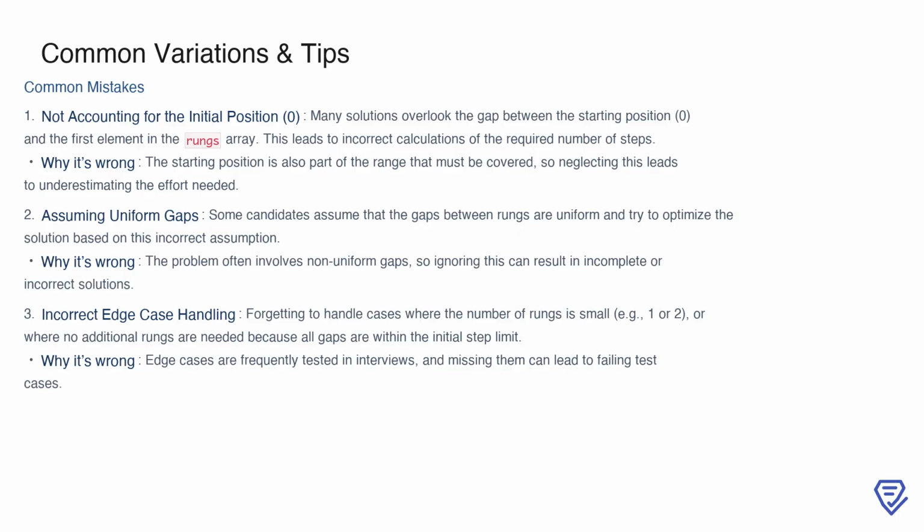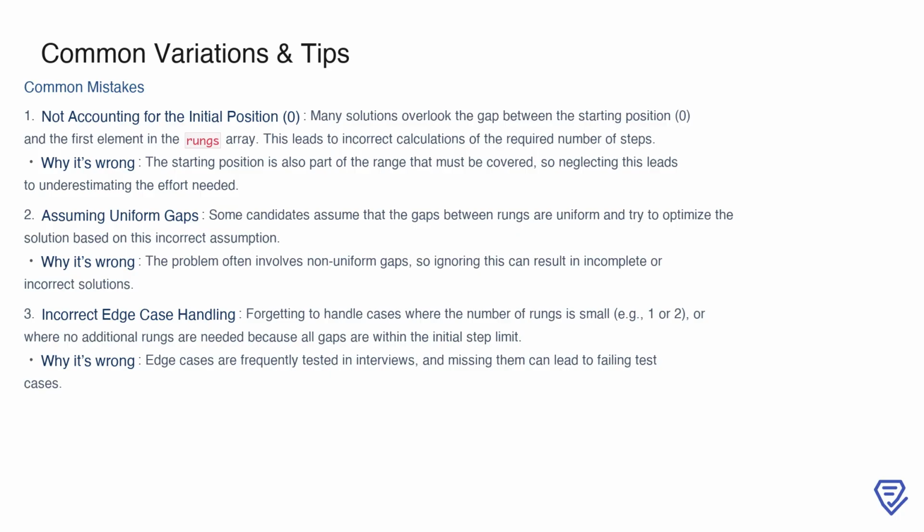When solving this problem, there are a few common mistakes to watch out for. First, many solutions fail to account for the initial position, which is 0. This is a critical oversight because the gap between the starting position and the first rung is just as important as the gaps between subsequent rungs. Ignoring this can lead to underestimating the number of steps required.